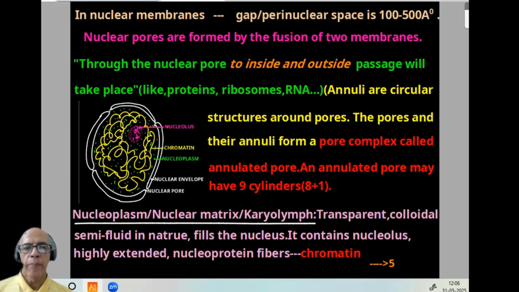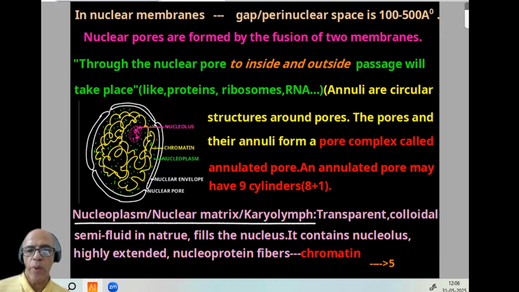So in the nuclear membrane, the gap or perinuclear space can be 100 to 500 Angstrom, or we can say 10 to 50 nanometer. Nuclear pores, how are they formed?